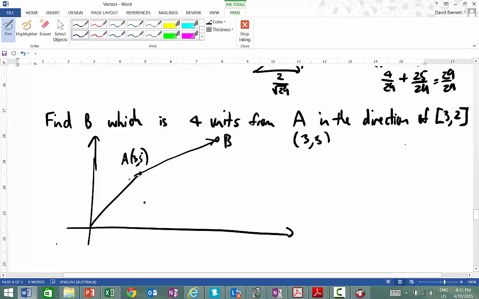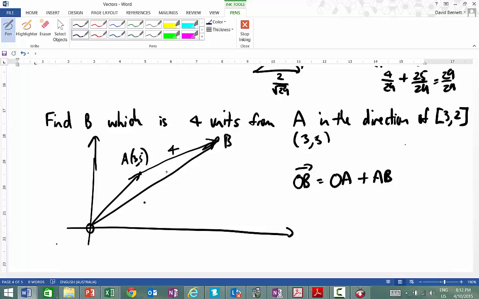Right, so what we know is if we had this vector here, that's O, and B, isn't it? So we know that OB is equal to OA plus AB. If we've got a unit vector which is 4 units long from there, then we would know what the position of B is, wouldn't we? Because OB will just be the position of B. Right, so let's have a go at doing that.